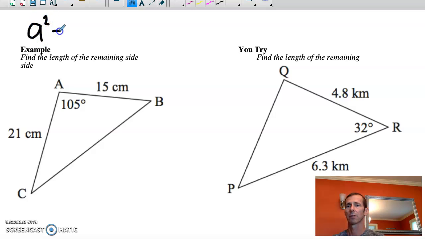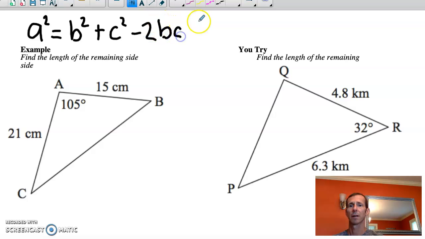And again, these letters do not have to be A and B and C. It could be any letters. But what matters is that this cosine, whatever the angle is over here, has to be across from the side that's over here. And these other two sides have to capture the angle. So notice how A is in between the B and the C. This would be side C, that's side B. So this letter expression is perfect for this.